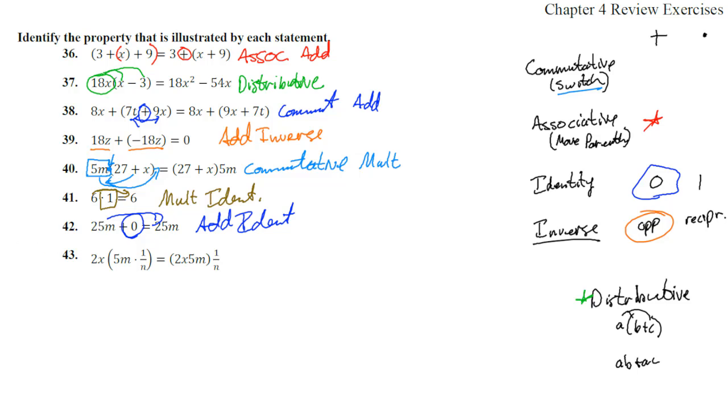All right, the last one. 2x times 5m times 1 over n equals 2x times 5m times 1 over n. That's the same order. There's no commutative going on here. It looks like they took the parentheses and moved them from around those two to around these two. So they moved the parentheses. Moving the parentheses, and it's all multiplication here. So that is the associative property of multiplication. Great.